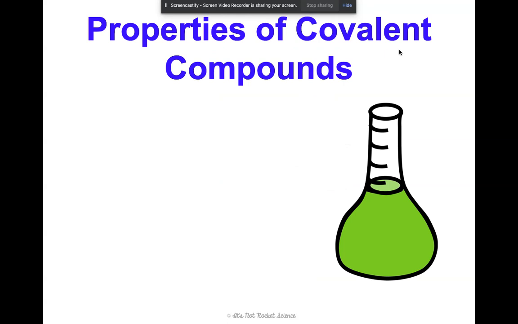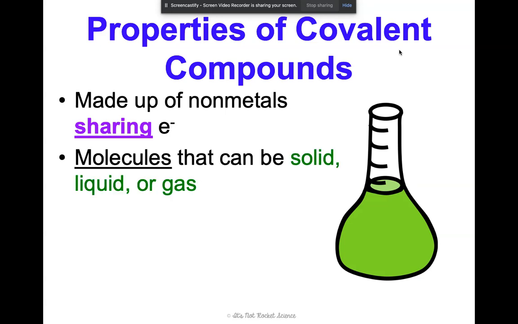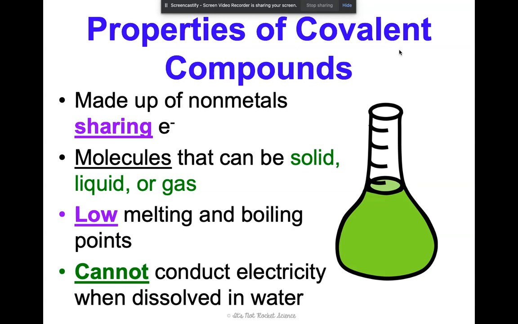So let's talk about the properties of covalent compounds versus ionic compounds. Covalent compounds are made up of nonmetals that share electrons. These are molecules that can be solid, liquid, or gas, and they have low melting and boiling points, as well as that they cannot conduct electricity when dissolved in water.